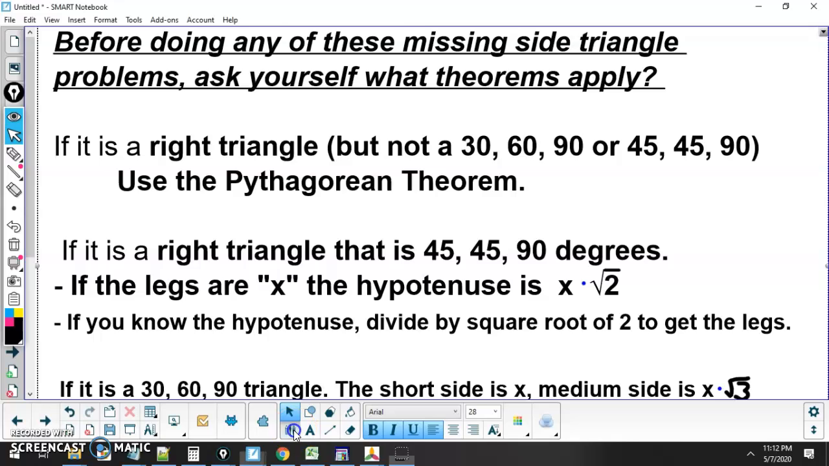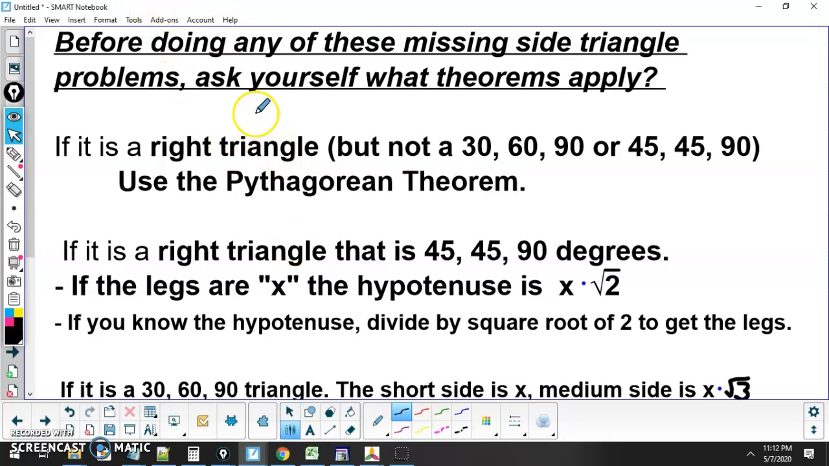This is the number one most important thing: you gotta use the right theorems, okay? Ask yourself, which one can I use? So if it's a right triangle, but you don't have the angles labeled, 30, 60, 90, or 45, 45, 90, you have to use the Pythagorean theorem, okay? I mean, that's the only thing that you can use to figure out the missing sides, the Pythagorean theorem, if you don't know it's one of these special cases.